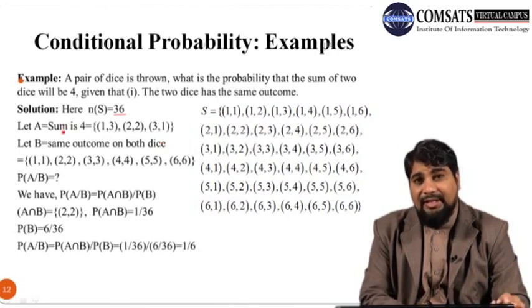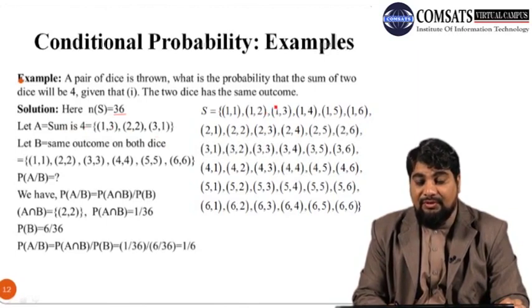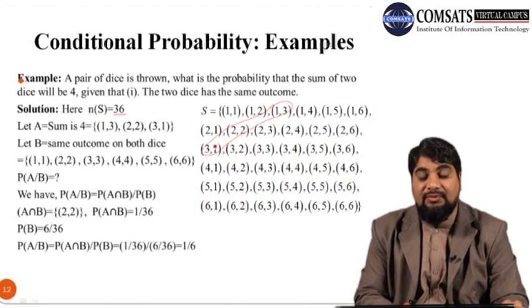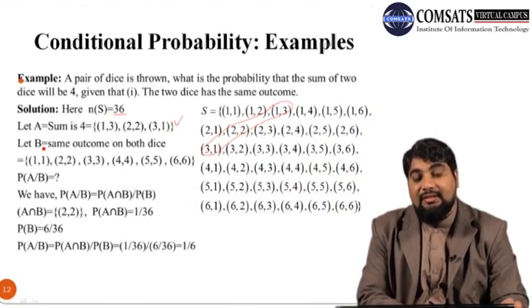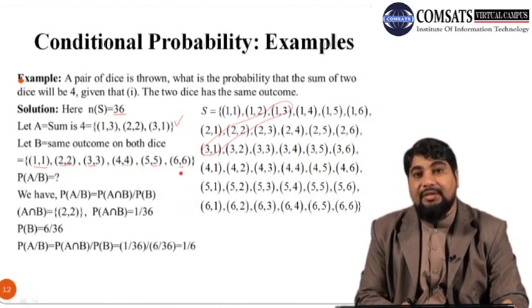Event A is that the sum is 4. In case the sum is 4, we need to pick those outcomes from the sample space whose sum is 4. So 1 plus 3 is 4, 2 plus 2 is 4, 3 plus 1 is 4. And B is the event showing the same outcome on both dice. Same outcome means 1 1, 2 2, 3 3, 4 4, 5 5, 6 6.